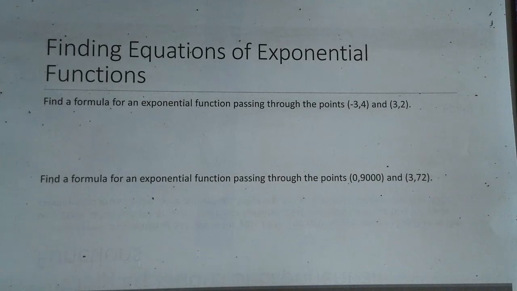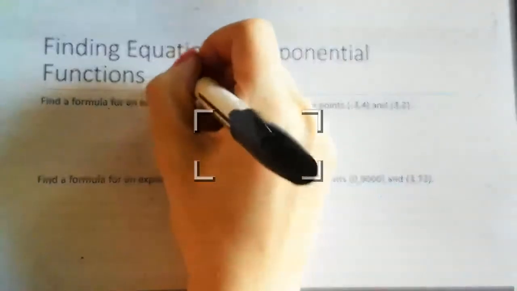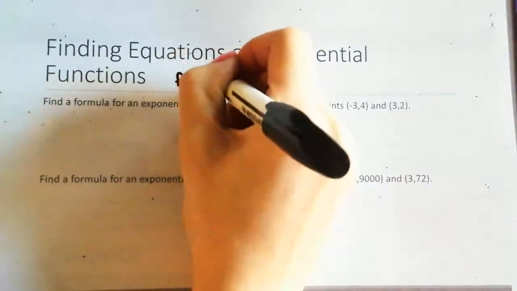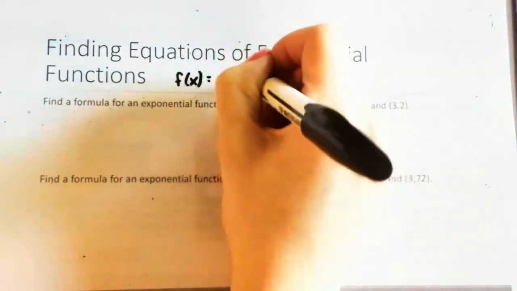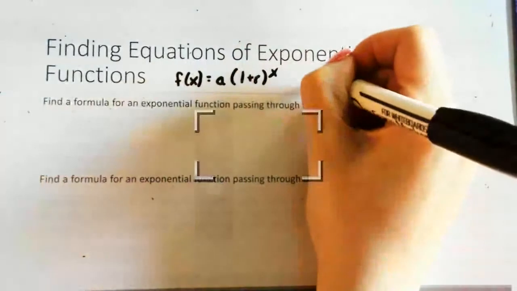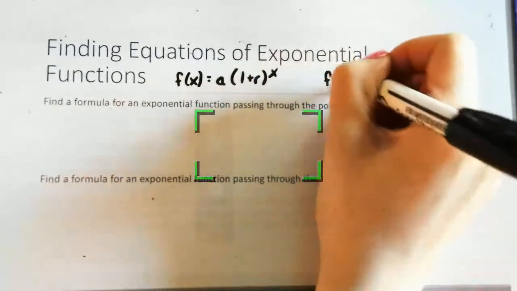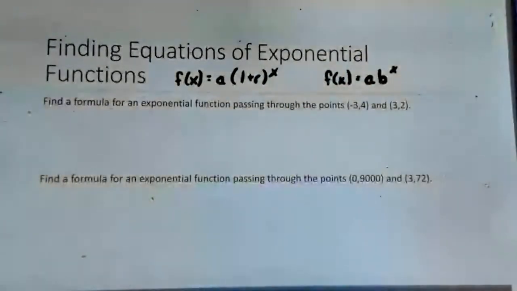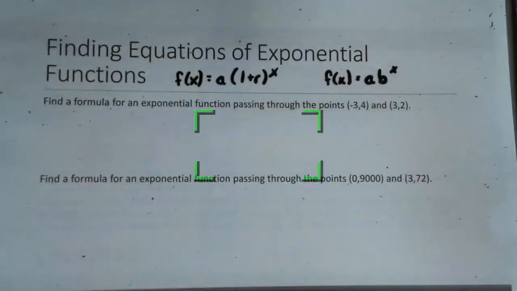Now remember, we had two different formulas we could use for exponential functions. They were either f(x) = a(1 + r)^x, or f(x) = ab^x. I think ab^x might look a little bit easier to work with, so we're going to try using this form this time. It says find a formula for an exponential function passing through the points (-3, 4) and (3, 2).